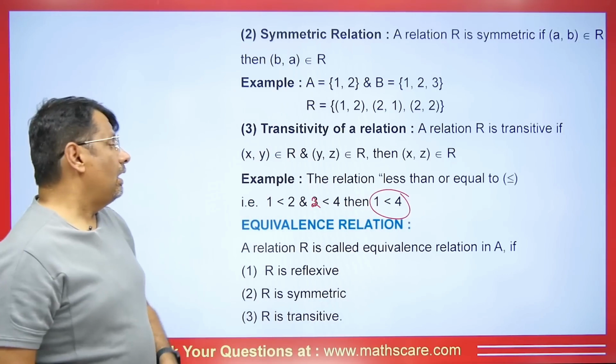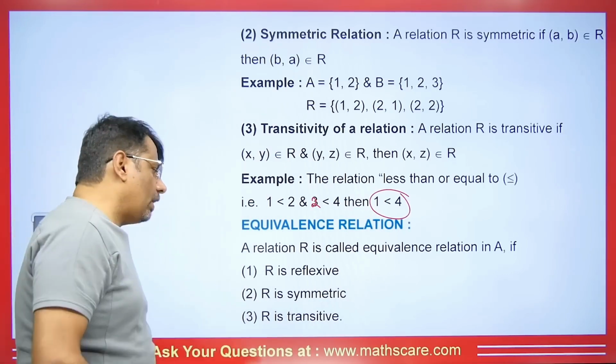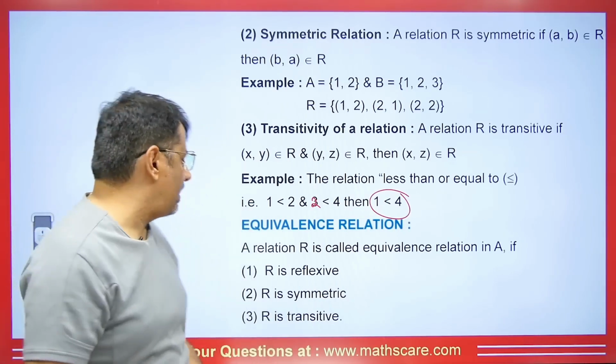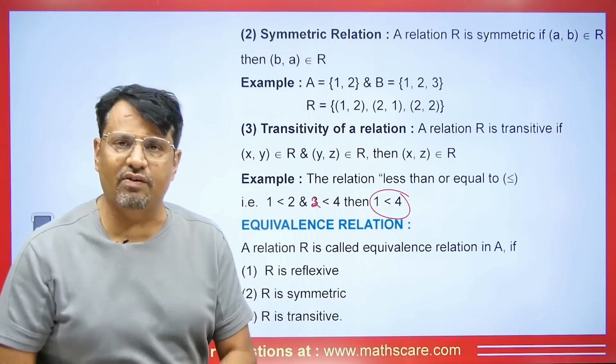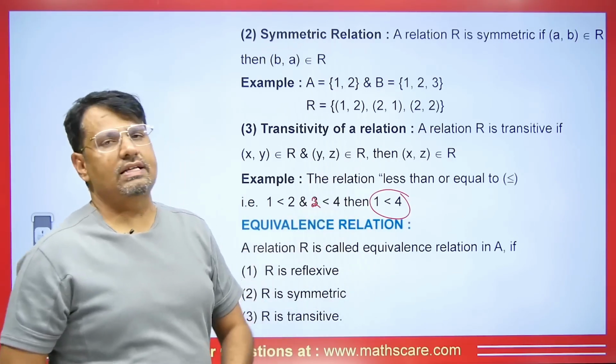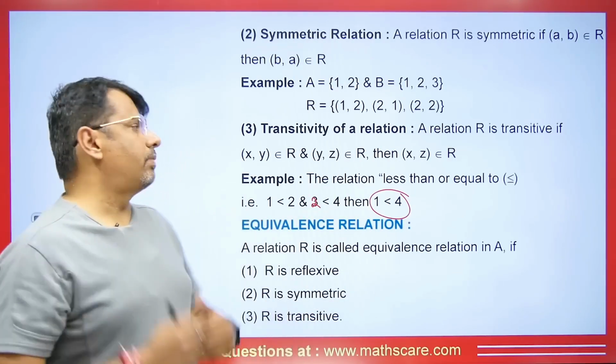It will be transitive. So if any relation satisfies these three conditions, meaning it's reflexive, symmetric and transitive, then such a relation is known as an equivalence relation. Clear? Let me take an example here.